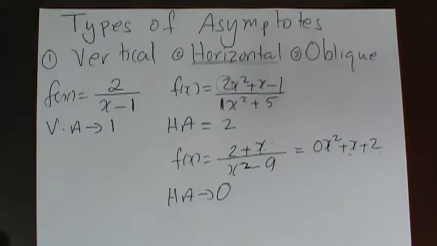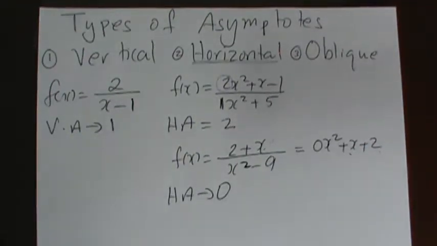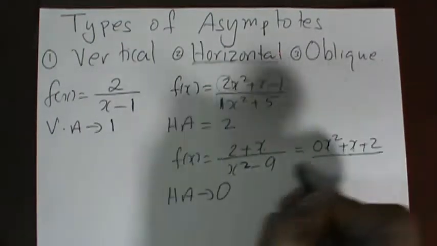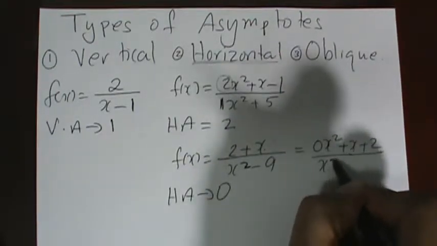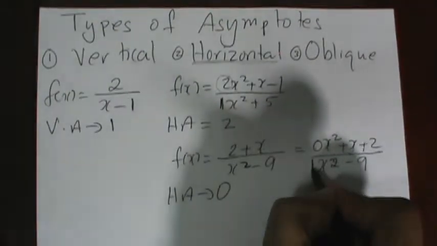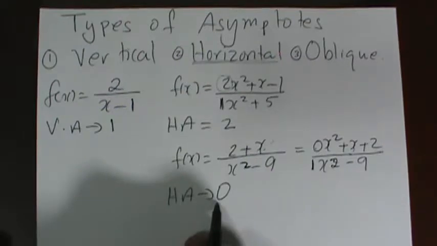Like there is no x squared, so I'm just going to write the coefficient of x squared as 0. Still means we have x plus 2. And in the bottom I have x squared minus 9. Now since the degrees are equal, top and bottom, I'm going to divide their coefficients. 0 divided by 1, which equals 0.